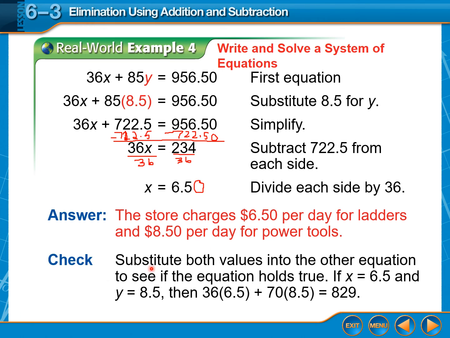And we can check by substituting both of those amounts of money into the other equation, the second equation, to make sure it works. So if x is 6.5 and y is 8.5, then 36 times 6.5 and 70 times 8.5 should give us a total of $829, and it does.